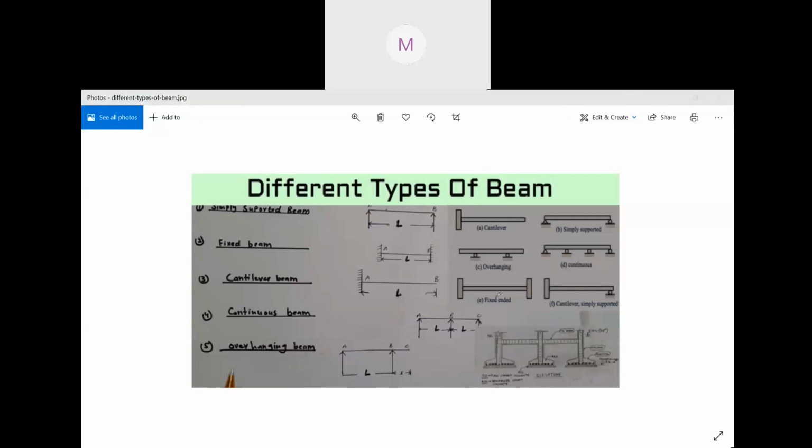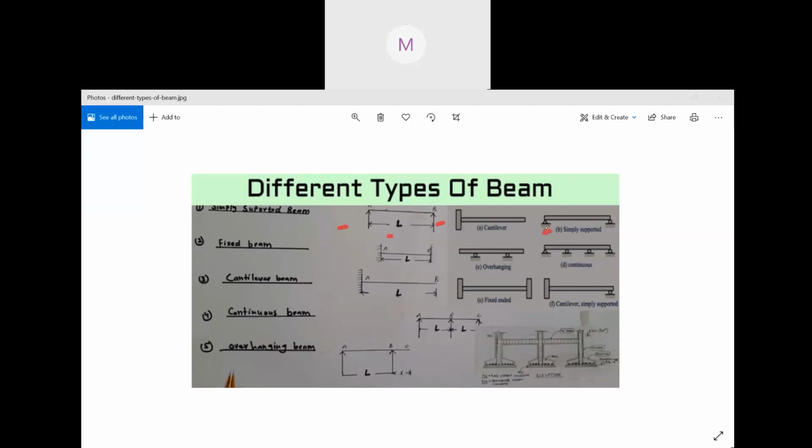Yes, sir. So look, these are the different types of beam. Number one is simply supported. In simply supported, if you see the supports like this, A and B, so it is simply supported. The distance between the two supports is L. Got it? So in figures, you can see it in this manner.